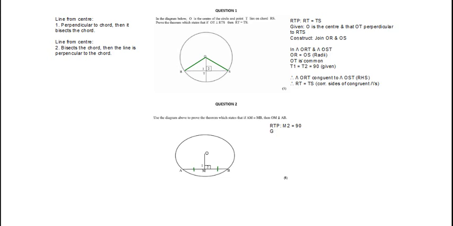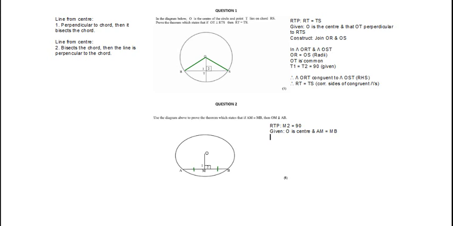So I am given that O is the center, and I'm also given that AM is equal to MB, and that's what I'm given.